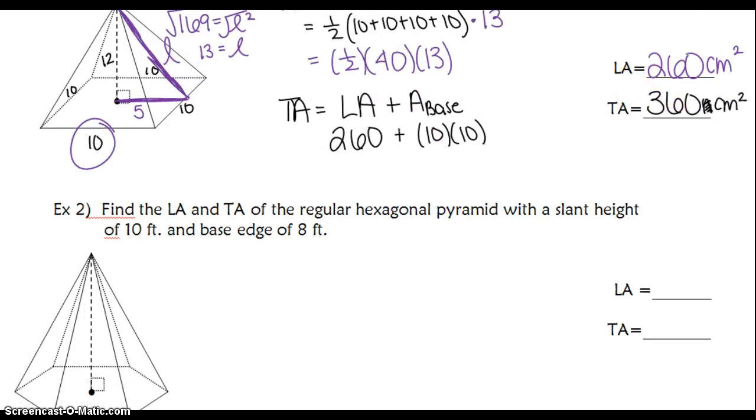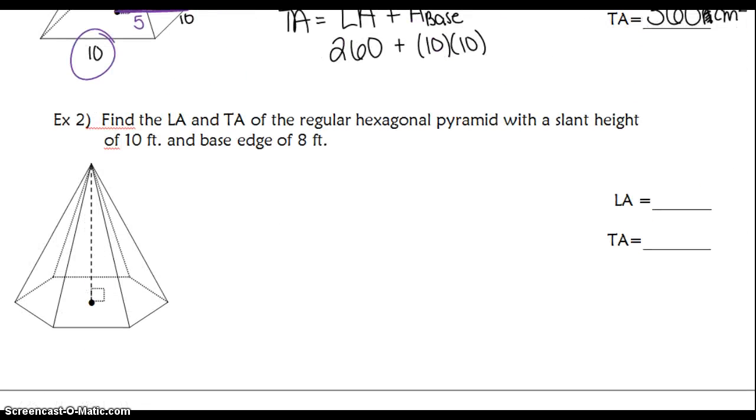All right, example 2 here. Again, find the LA and TA of what this time? It's still a pyramid, but it says it's a hexagonal pyramid, which means the base is a hexagon. So let's label what we know. And this time we know the slant height. Thank goodness, that's great, less work for us. So draw it in. It also says that the base edge is 8. If it's regular, that means every single side is 8.